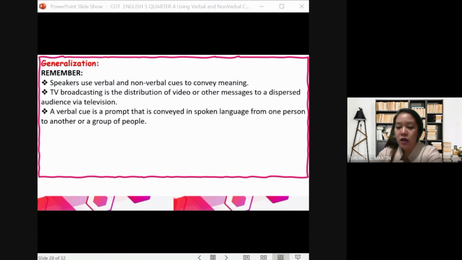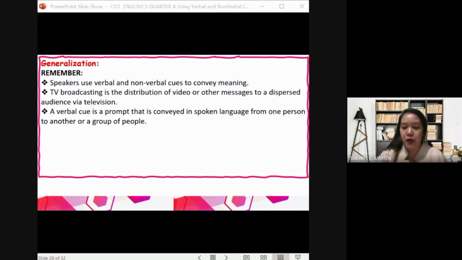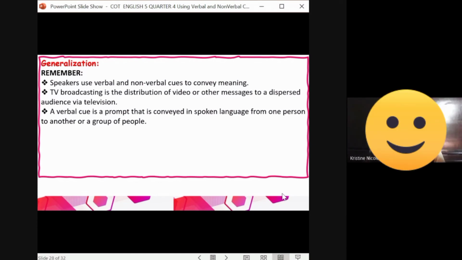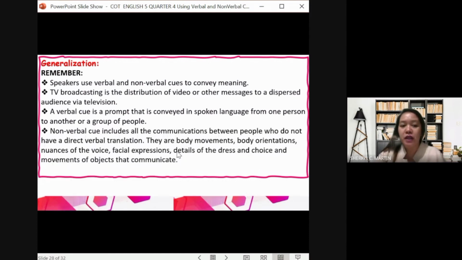Manaloto, kindly read number 3, anak. A verbal cue is a prompt that is conveyed in spoken language from one person to another. Okay, very good. Thank you. A verbal cue is a prompt that is conveyed in spoken language from one person to another or group of people. Next, number 4.